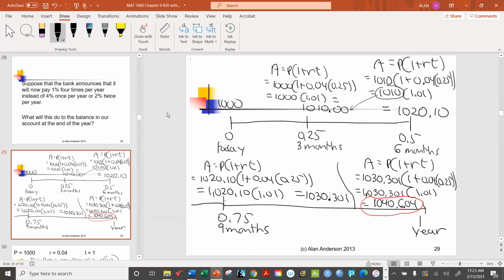Now we move down to 9 months. And again, look what happened. The principal is whatever we had at the end of 6 months, which is $1,020.10. So after 9 months, our account balance is $1,030.301. Ooh, as you can see, it's growing pretty quickly.